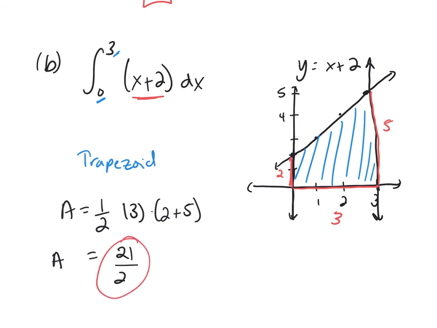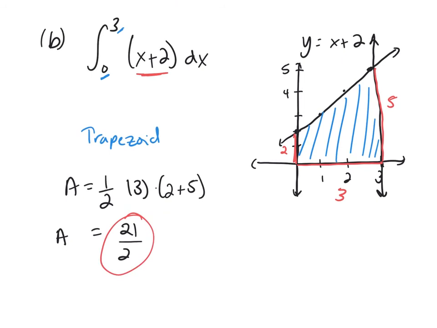You could have also found this area if you break it up, you'll see that you have a rectangle here and a triangle here. You could add up those two areas and you'll get the same number. And look at one more.